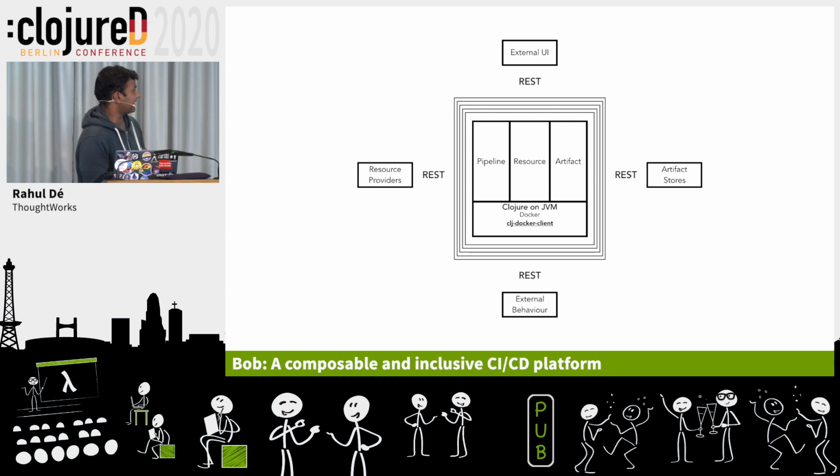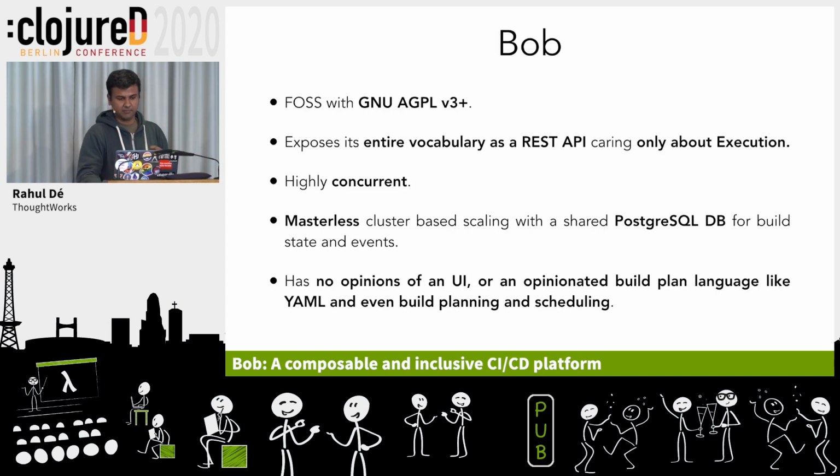If you look in a bit more detail, it's written completely in Clojure. It runs on the JVM, and it uses this library called CLJ Docker client, which is something that's written by me as well, and it was pulled out of Bob and turns out to be useful to some people here. So go check it out. Okay? So some more facts. It's free and open source, and it only cares about execution. Right? So execution is the core thing that we all should be thinking about. Okay? And this is very, very concurrent, masterless clusters.